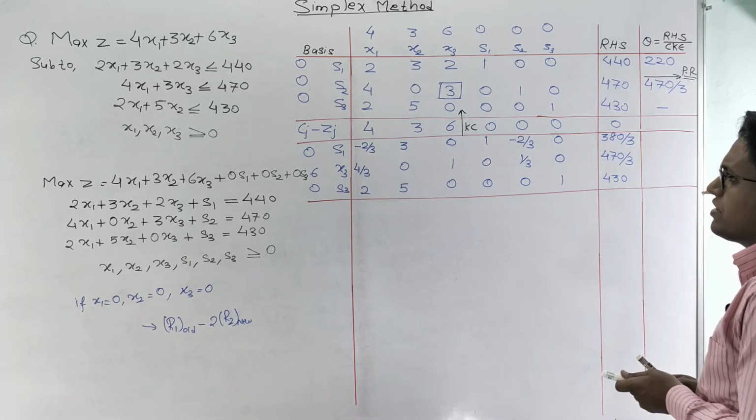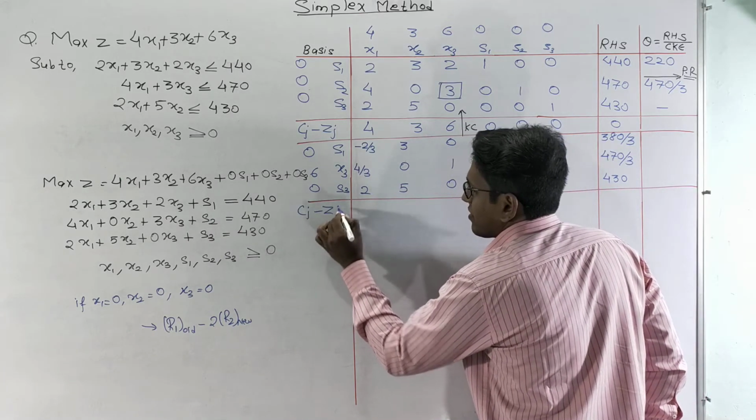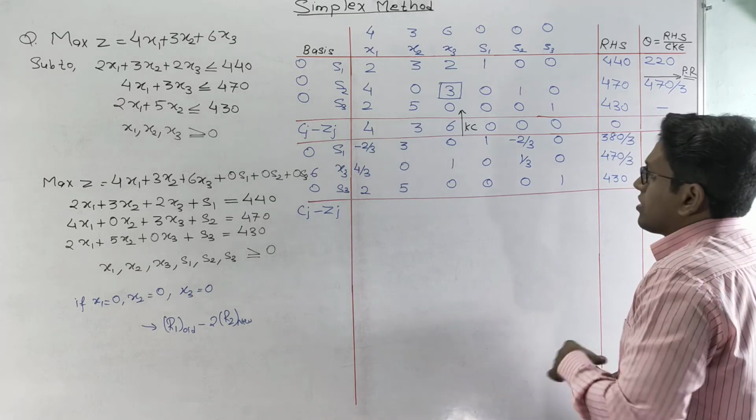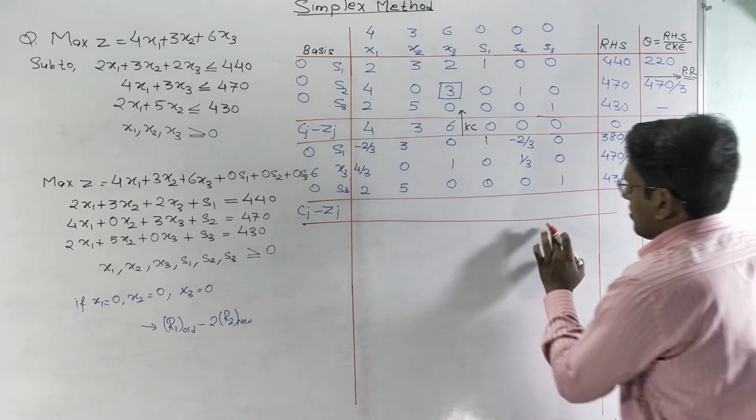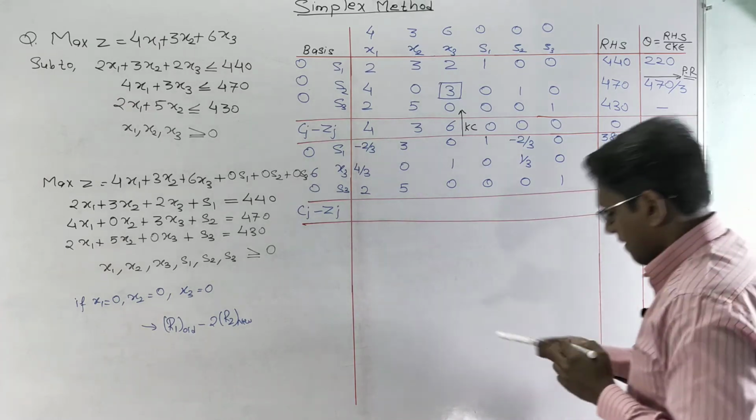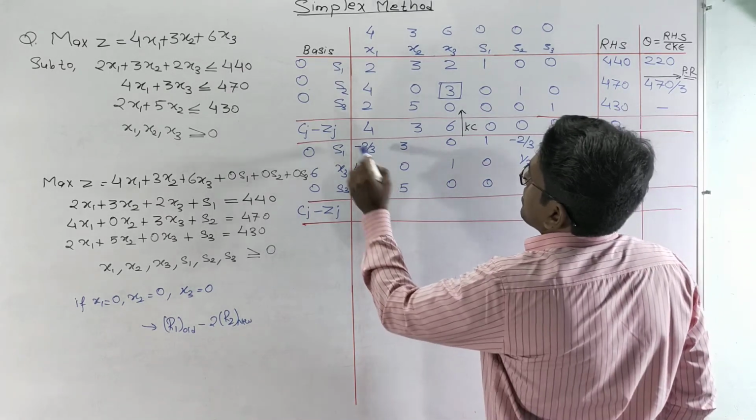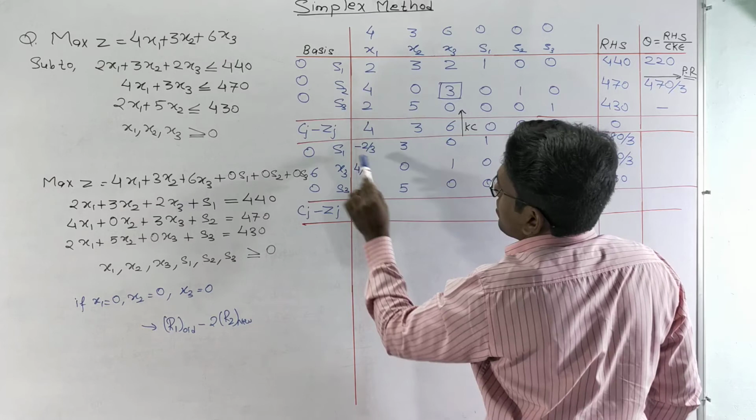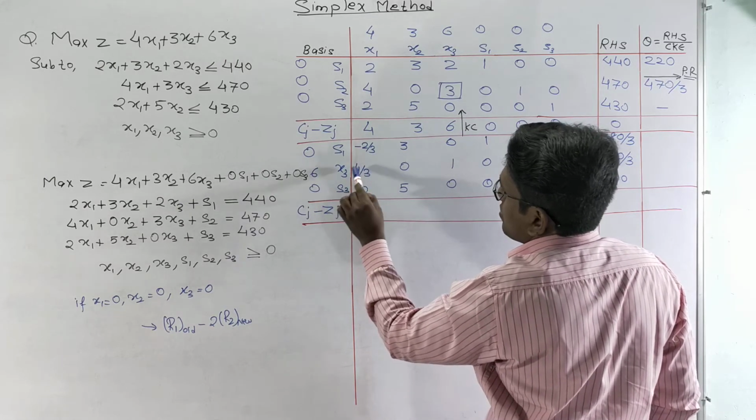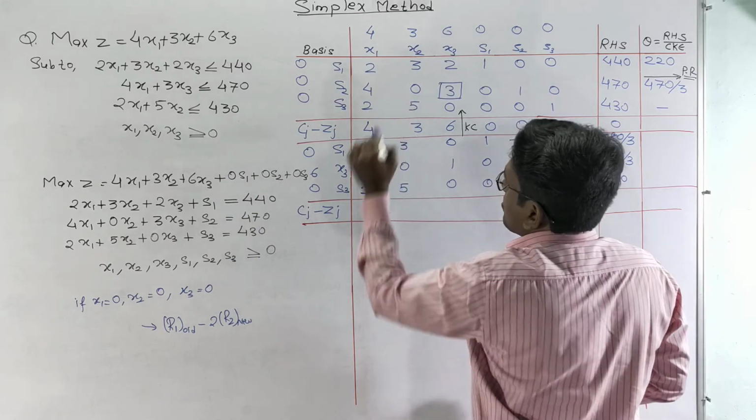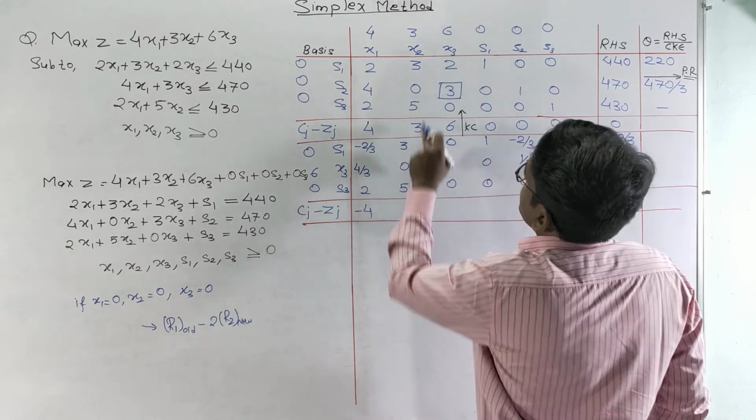For this new matrix we need to calculate again the value of Cj minus Zj. So let us calculate this value. Now this will be Cj is 4 minus 0 into minus 2 by 3, 6 into 4 by 3, that means 6 into 4 by 3 is 8. This will be 4 minus 8 is minus 4. This will be 3.